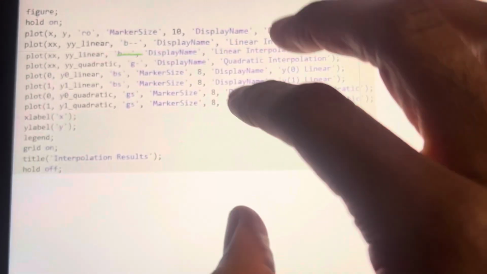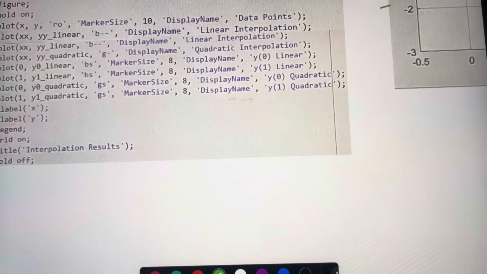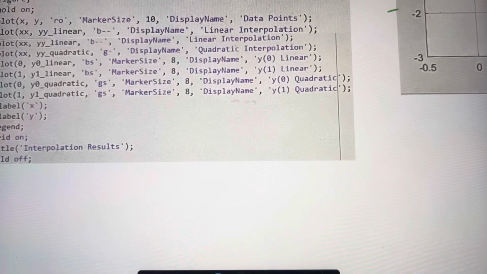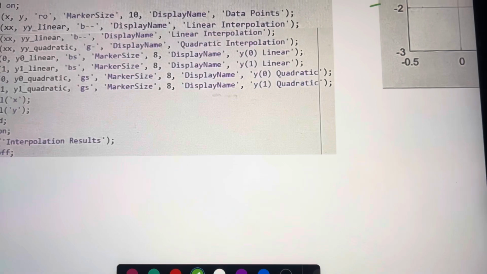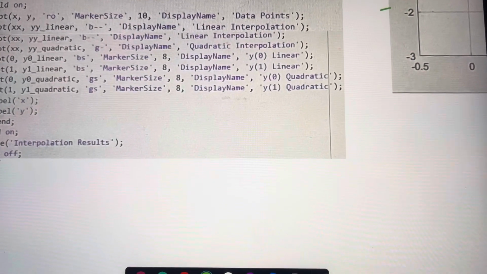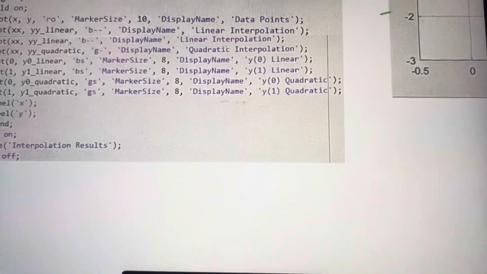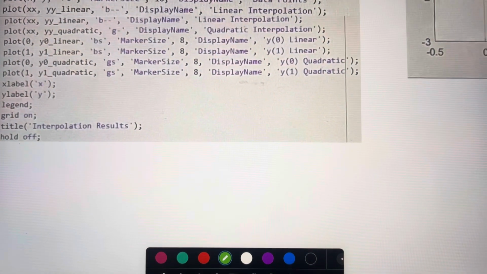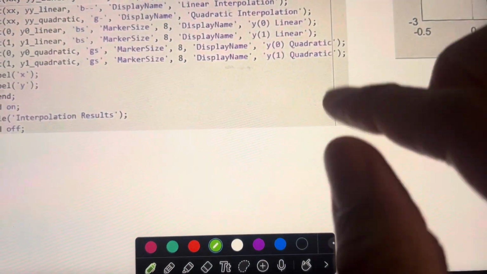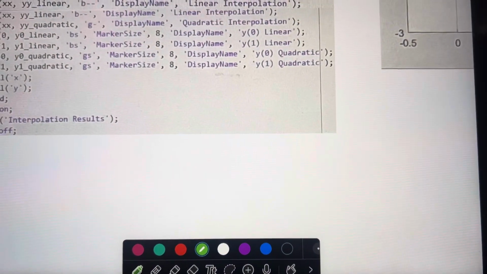Then we have the B dash here. It's going to give us a blue dash line for the linear interpolation. The G dash basically ensures that the quadratic interpolation is represented by a green solid line. Then we have this BS and a GS. The BS does not stand for an expletive, it is short for blue squares, and the blue squares are going to represent linear interpolation points. Then the GS, green squares, are going to represent quadratic interpolation points.